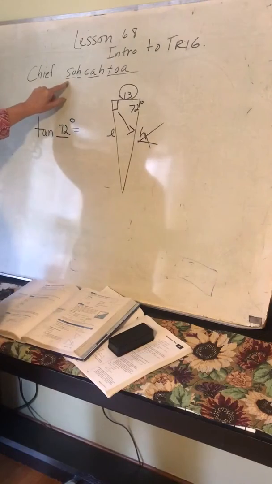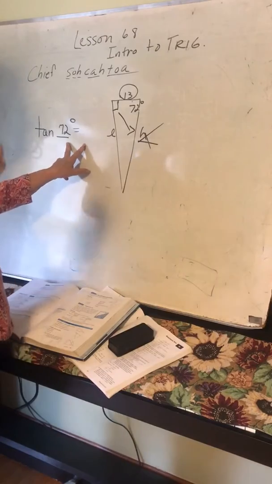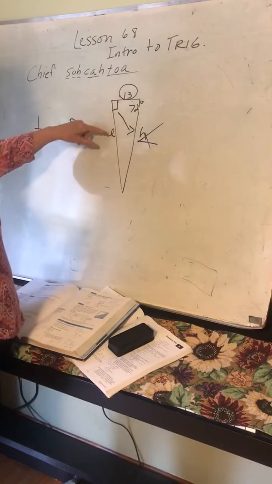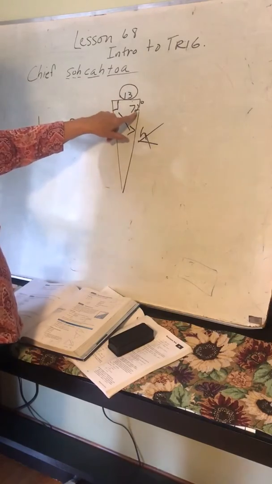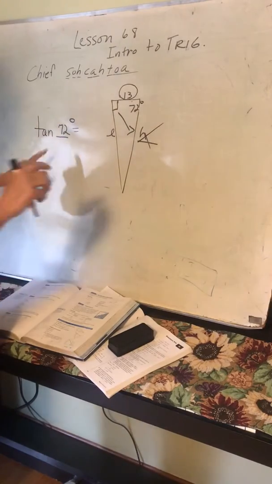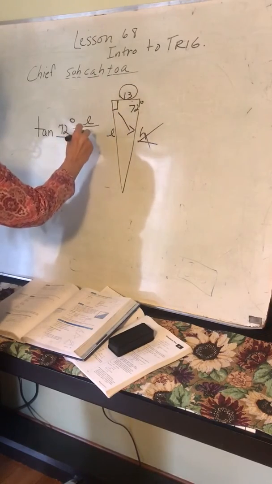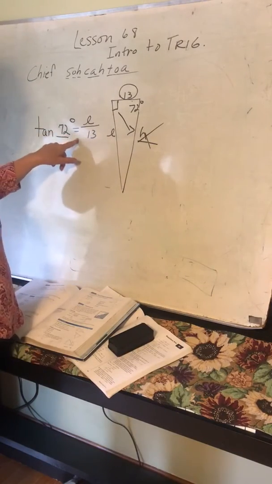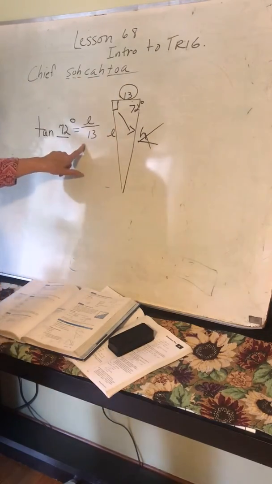So we look up here, where do we have opposite and adjacent? Remember, we have to know at least two things to get the other item. So E is the opposite, and 13 is the adjacent to angle 72. So it looks like we're going to use tan 72. The opposite is going to be on top, and the adjacent is 13. It goes in order. So it's tan 72 degrees equals opposite E over adjacent 13.